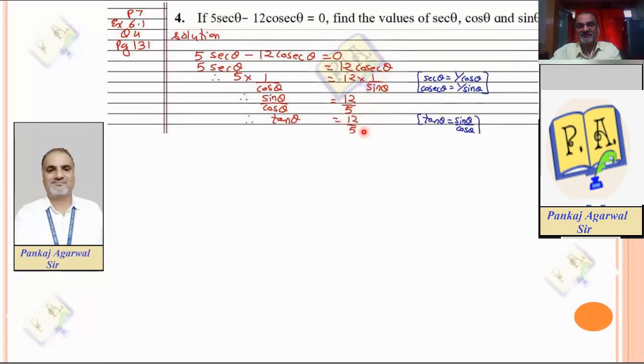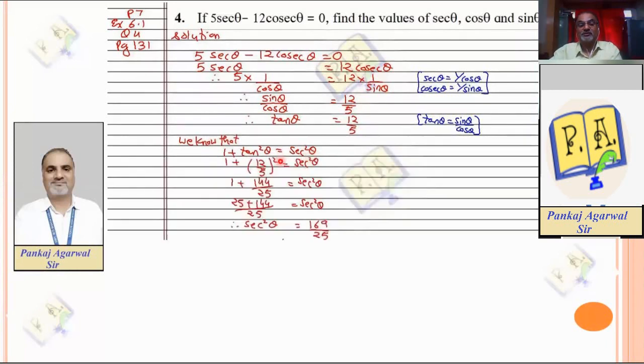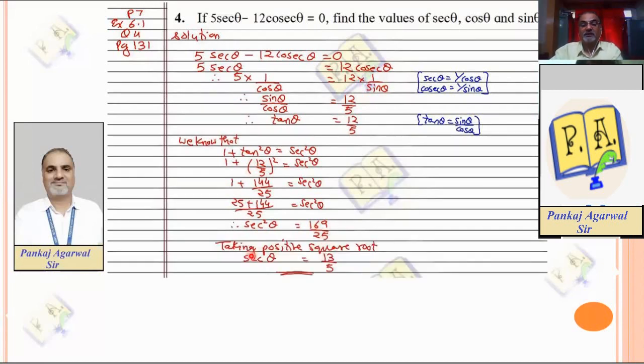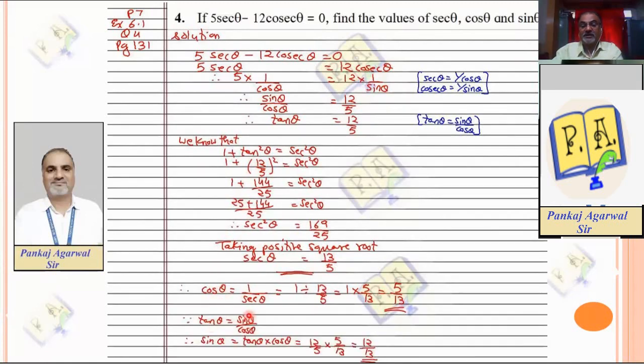Remember, we have discussed such kind of answers in P4. Again, now I have to find the values. We know that 1 plus tan square theta is equal to sec square theta. So substitute the value of tan theta. You will get the value of sec square theta is 169 upon 25. Take positive square root. You will get sec theta. Now, once you know sec theta, I know cos theta, reciprocal of sec theta. Now, I know tan theta, I know cos theta. So I can find sin theta once again by tan theta is equal to sin theta upon cos theta. Therefore, sin theta is tan theta into cos theta. I'll get the answer. Do not use any other trigonometrical identity because I have already used one identity.